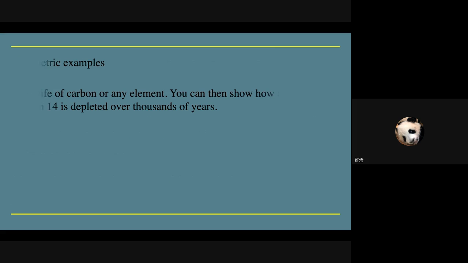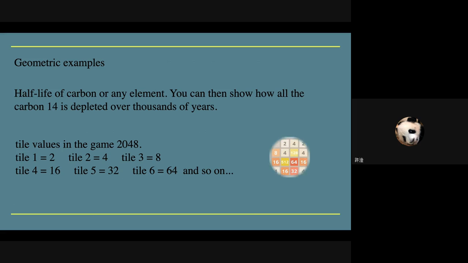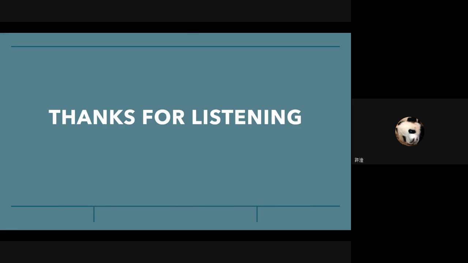And for geometric examples, there are also two I want to show you. One is the half-life of carbon or any element. You can then show how all the carbon-14 is depleted over thousands of years. And the second is the tile values in the game 2048. Tile 1 is 2, tile 2 is 4, and tile 3 is 8, and so on. Thanks for listening.